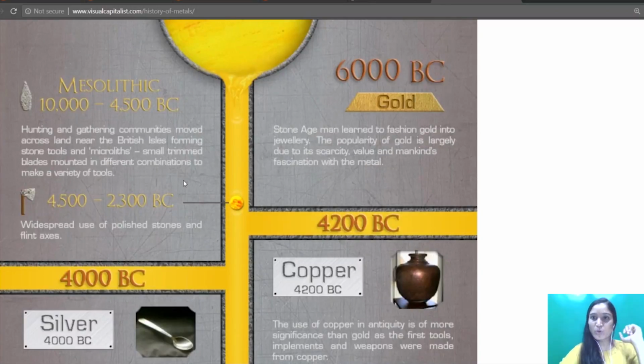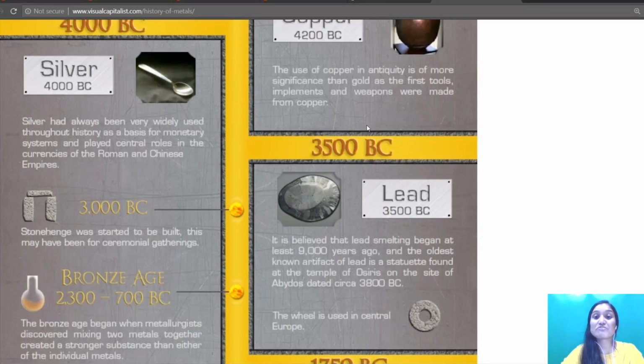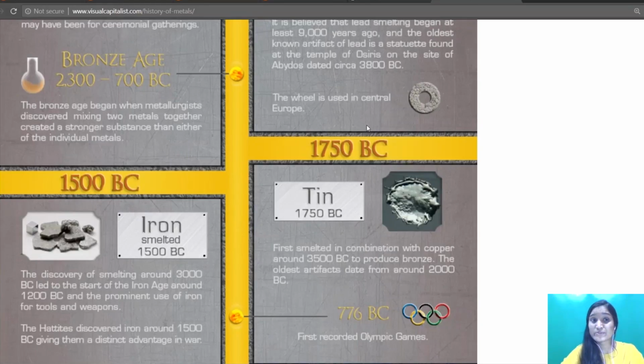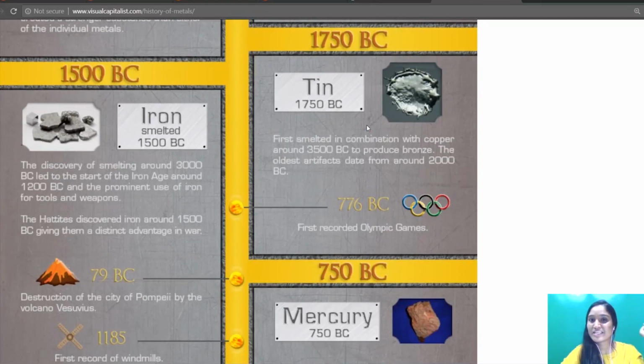Copper, you know how important copper is in the civilization of human culture, right? It's very important. Then after copper is lead, 3500 BC. These all are metals, which are nothing but elements. See, iron, humans used in 1500 BC. 1750, tin. There are some images also. Do you see this?